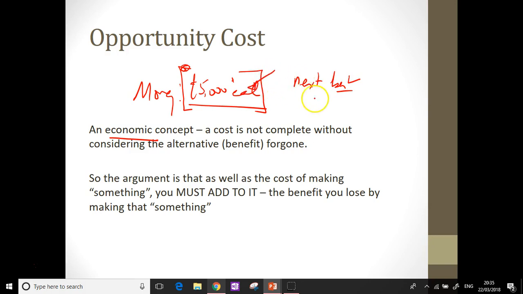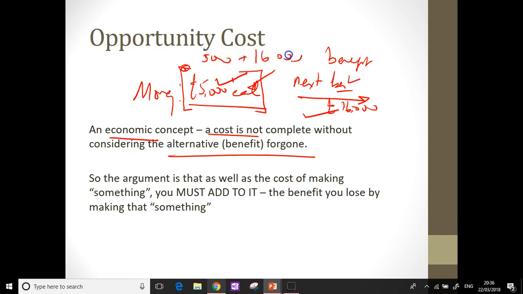As a result of you being in class, you can't be somewhere else. What you're missing out on, that benefit, is referred to as the opportunity cost. So if you could get a little part-time job and be getting about, say, £16,000 a year, the full cost of you being with us in the classroom is the £5,000 and the £16,000 that you're losing out on. We refer to this as the opportunity cost. As far as economics is concerned, a cost is not quite complete until we also consider that alternative benefit forgone. So in your case, you pay £5,000 and you also have to consider this £16,000 conceptual cost that you are missing out on.